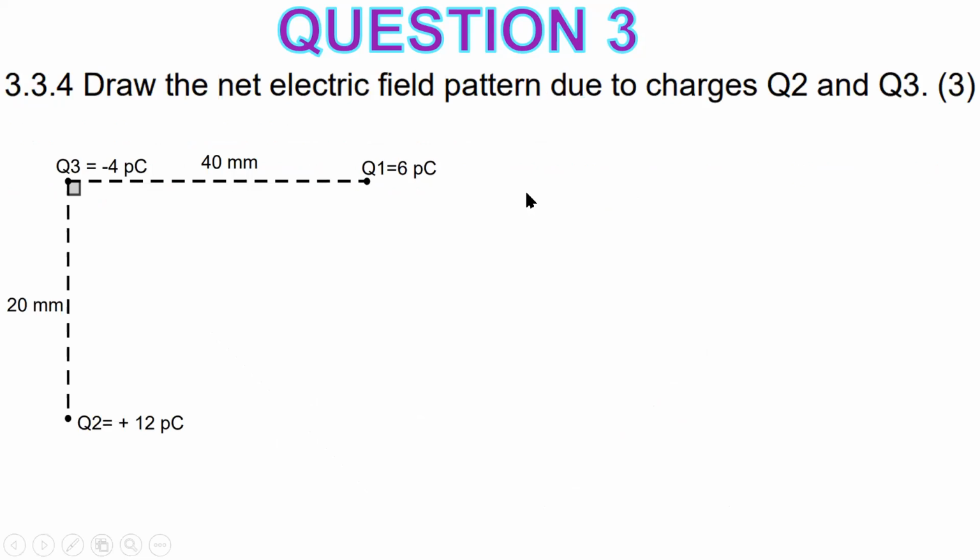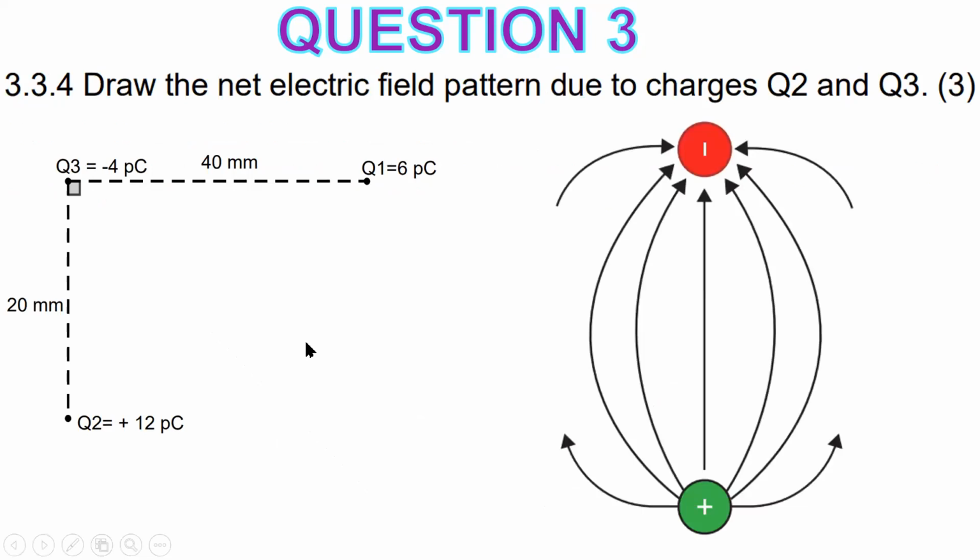Okay, let's continue with the next question. Let's see what they ask now. Draw the net electric field pattern. So, okay, we are going to draw the electric field pattern between Q2 and Q3. All right. What we know, from positive to negative. So it's going to be like this, from positive to negative, from Q2 to Q3. If they ask you another one, Q3 and Q1, from Q1 to Q3. If they ask this one, so we are going to draw, they repel each other. We must just show they repel each other. So now this is our answer. So from positive to negative, we have done.